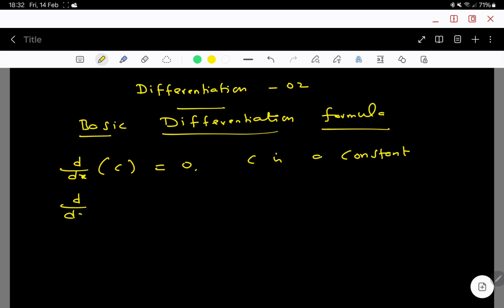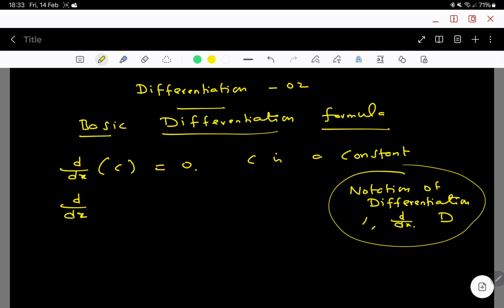Next, d by dx of... Derivative notation is d by dx or dash or capital D. Okay. Notation of differentiation is dash, d by dx or capital D. Okay. So d by dx of x power n is n times x power n minus 1. N is any rational number, n belongs to Q.